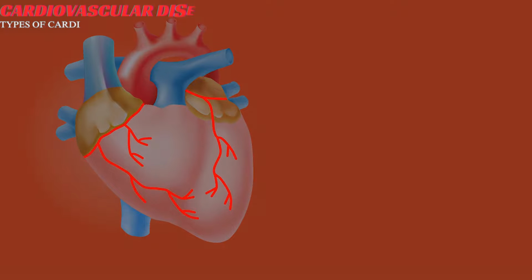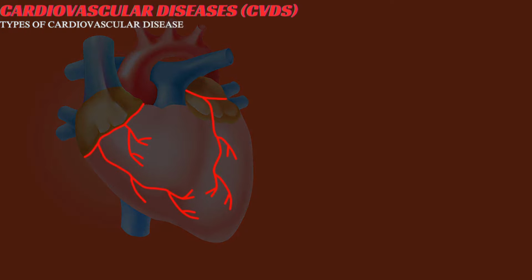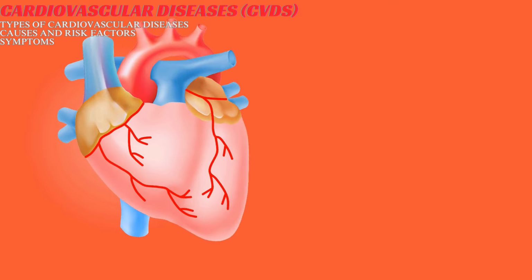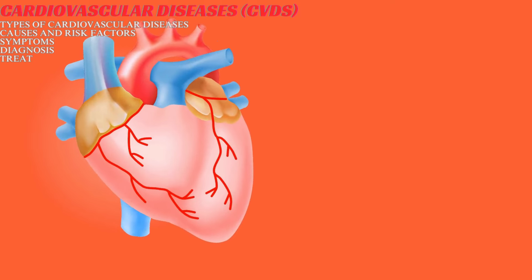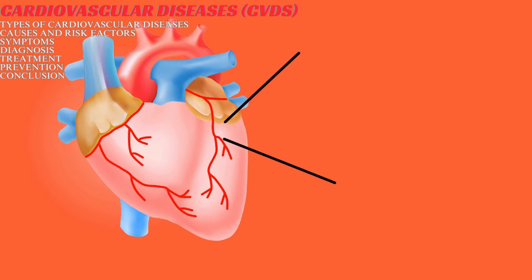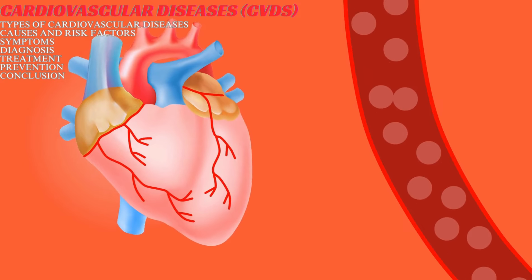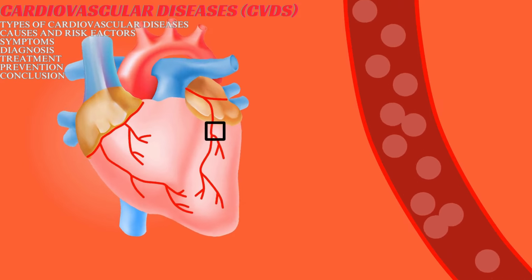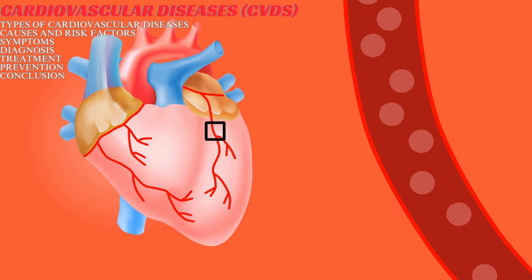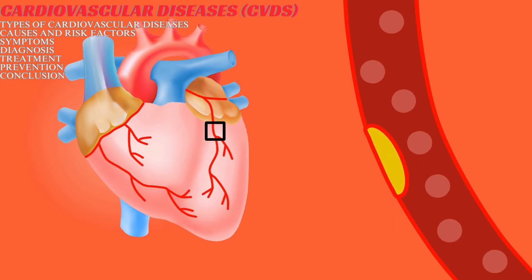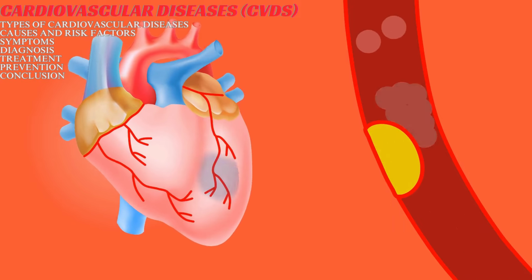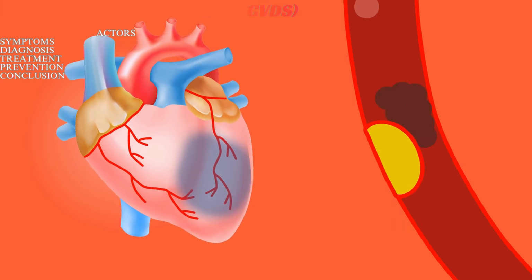Cardiovascular diseases: heart attacks, types, causes, symptoms, diagnosis, treatment, prevention, and conclusion. Cardiovascular diseases, CVDs, encompass a range of heart and blood vessel disorders. They are the leading cause of death globally, accounting for millions of deaths each year. Here is an overview of the main types, causes, risk factors, symptoms, diagnosis, and treatment of CVDs.